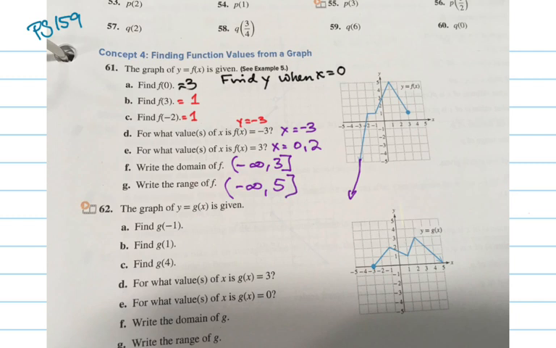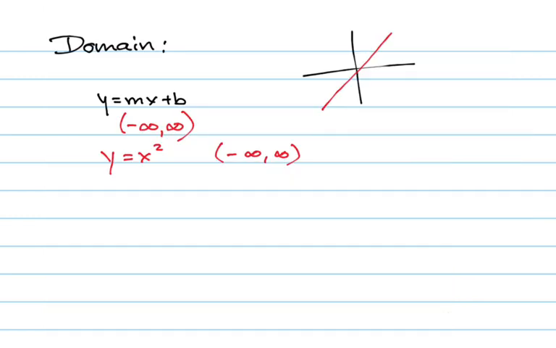Maybe we go back to 62 if we still have time, but I need to talk about something that is of the utmost importance: domain. I wrote the domain down here already. Same thing we're doing in college algebra now, just a little bit more advanced. So the domain of a linear function is negative infinity to infinity.